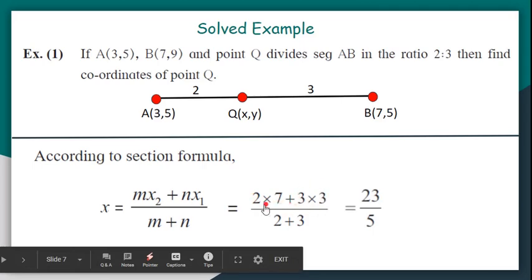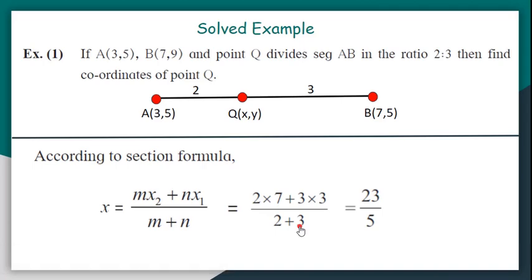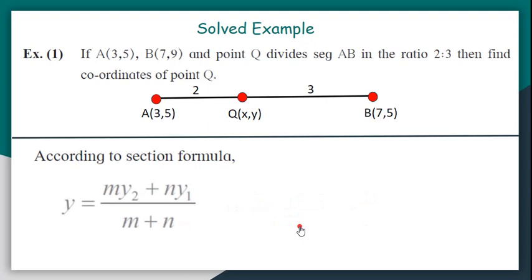So this is 2 into 7, 14. 14 plus 9, that is 23. That divided by 5. So 23 divided by 5 is your first answer for x. You can leave it as a fraction over here. Doing the same thing for y now.